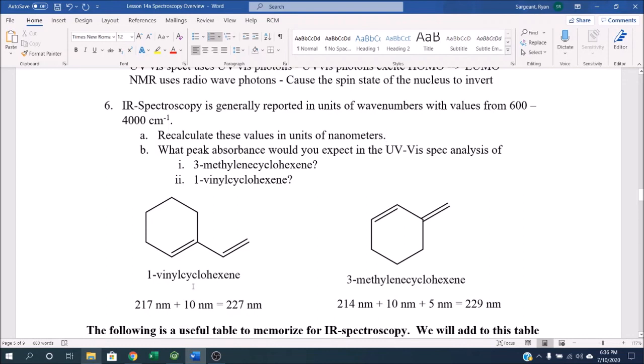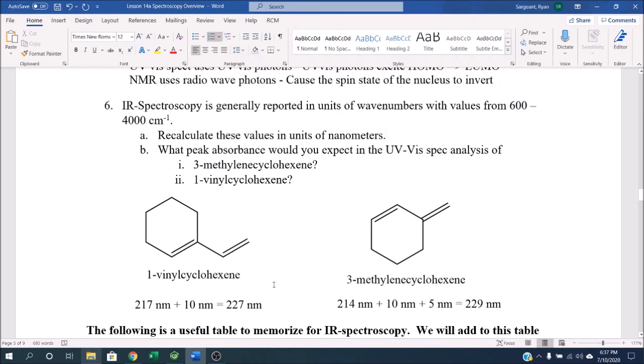With 1-vinylcyclohexene, this is a free diene. This bond right here is free to undergo a rotation. And so the base value will be 217 nanometers, and there are 2 alkyl groups coming off of the conjugated system, so that would add 10 more nanometers to give us a final value for our expected lambda calc of 227. 3-methylenecyclohexene is not a free diene, it is an s-cis diene. These bonds cannot rotate because of the ring structure, so we start off with 214 as the base value. There are 2 alkyl groups coming off of it and an exocyclic double bond right there. So the final value is 229 nanometers.